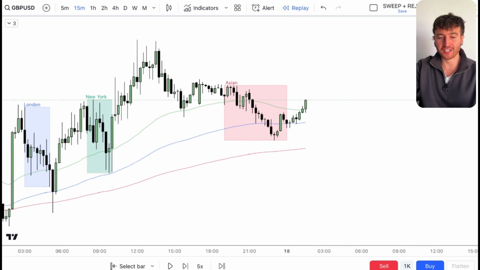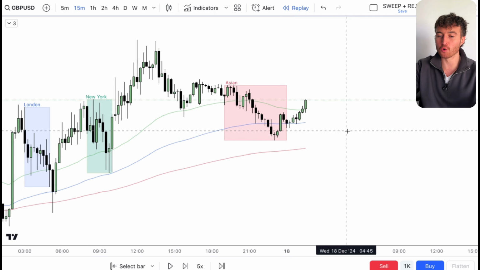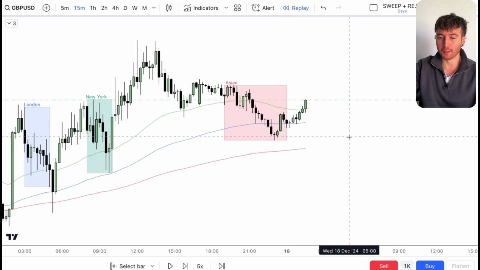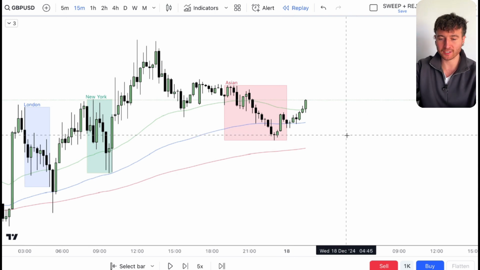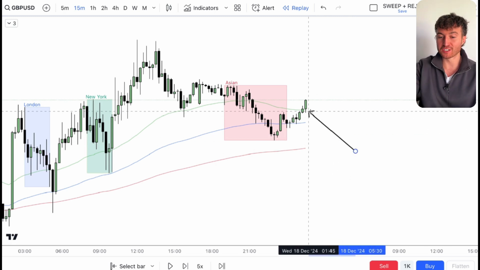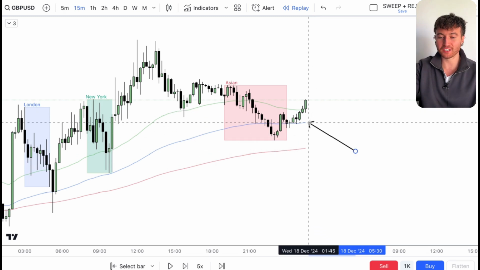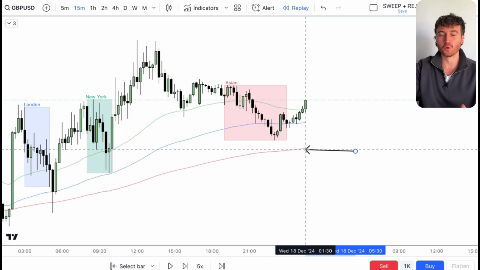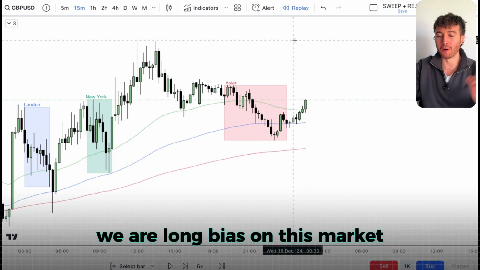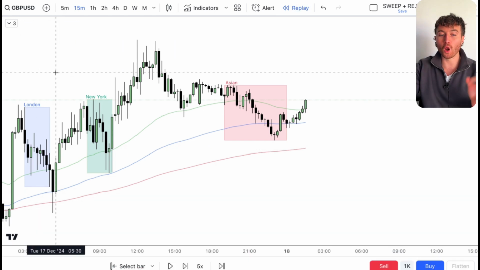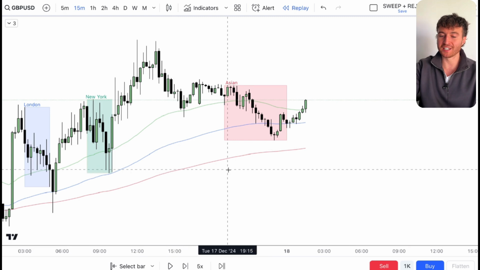The first thing that you need to understand is your directional bias. For example, we use the EMAs for a mechanical approach for our directional bias. You can see right here, this is the 50, the 100, and the 200 exponential moving average, and when the 50 is greater than the 100, which is greater than the 200, we are long bias on this market. When we're long bias, what we need to see is a run of sell side liquidity.